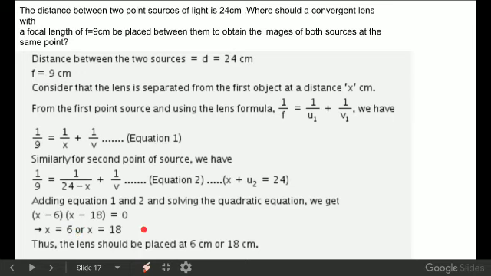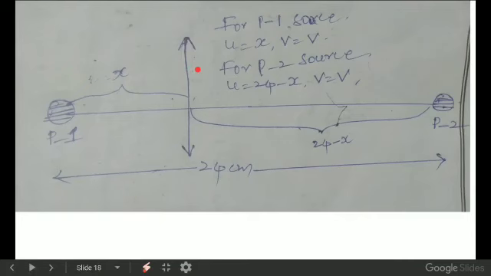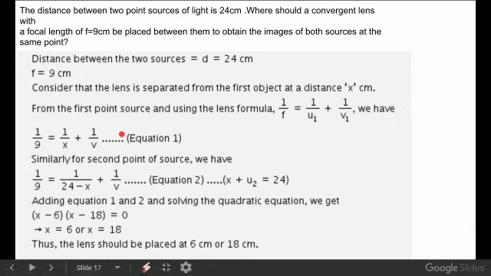It means the lens must be placed at 6 centimeters or 18 centimeters to get the images of these 2 point sources at the same distance. I hope you understood this clearly. We have applied the lens formula for point source 1 separately and for point source 2 separately. 1 by f equals 1 by v minus 1 by u. So minus 1 by u, with u equal to minus x, minus into minus is plus. So it is written here as 1 by x.